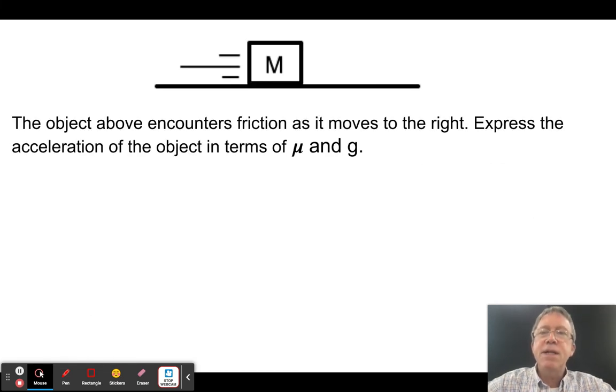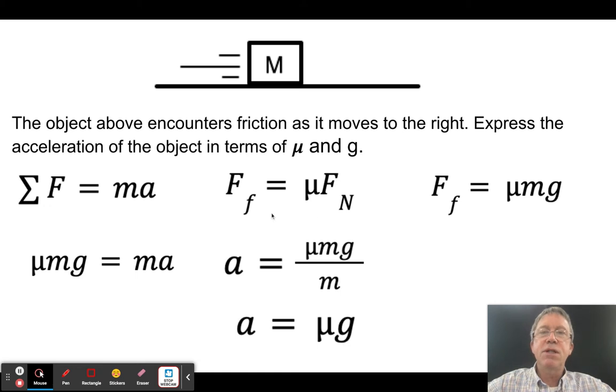How about this one? An object encounters friction as it moves to the right. Express the acceleration of the object in terms of mu and g. All right, so I don't have any numeric values to work with here. So I would approach it this way. First, the sum of the forces has to equal ma. I know that's true. I know that there's friction in this case, so I know that I have kinetic friction. It's in motion, so the kinetic friction force is going to equal mu for kinetic friction times the normal force.